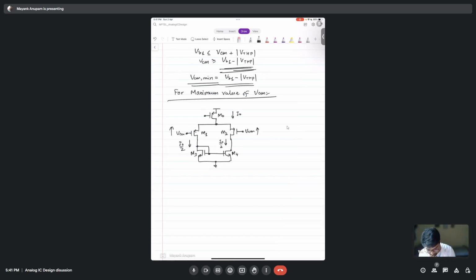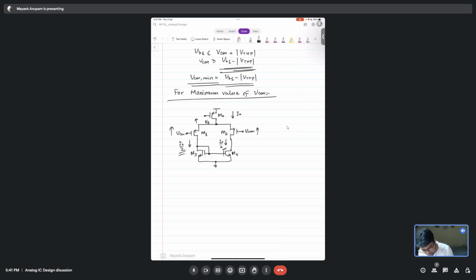The gate to source voltage will vary. The gate voltage will increase from VCM. Why should it increase again? Source voltage just increases, Vx. Only source voltage increases, isn't it? The difference has to be constant. The difference cannot change, isn't it? Current is not changing. Mind it.